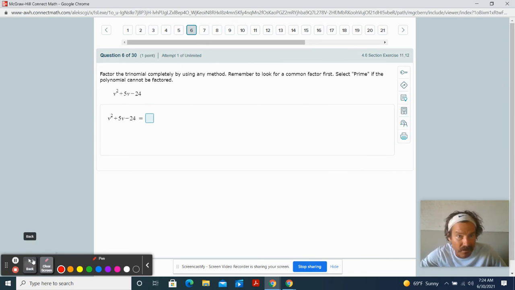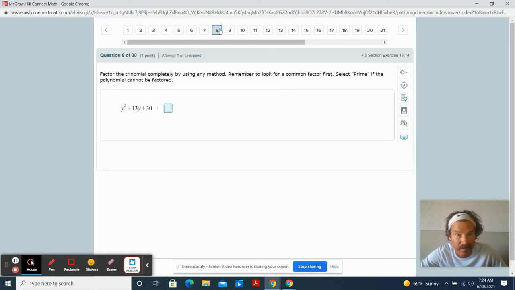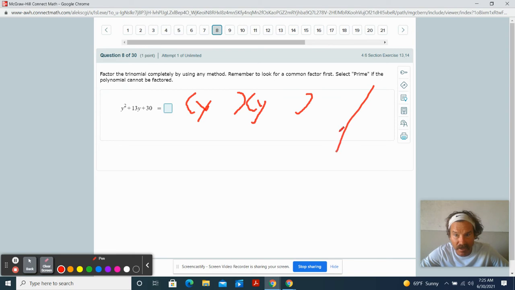Number 8. All right. 8, the signs are positive. All right. So these are maybe a little bit easier because there's no negative signs. So y squared, y and y. Diamond, 30 on the top, 13 on the bottom. Multiplies to get 30, adds to get 13.